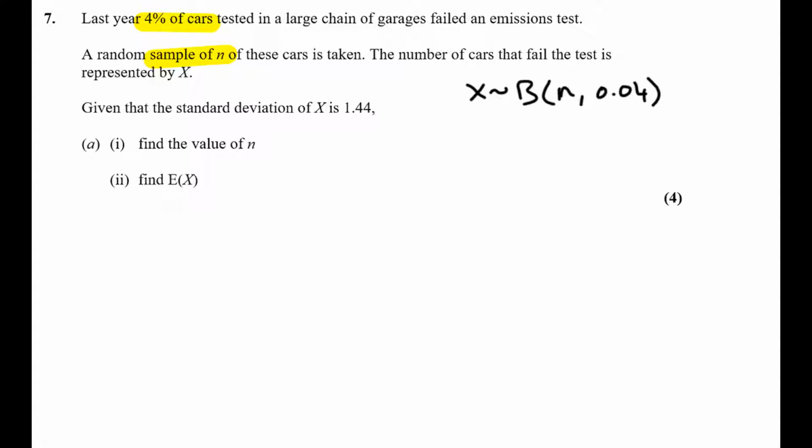But I have been told the standard deviation is 1.44. The standard deviation we know is related to the variance, and we can easily calculate the variance from the binomial distribution. So sigma equals the square root of the variance of x, and variance of x is n times p times q. So I should be able to undo this to figure out what n is.